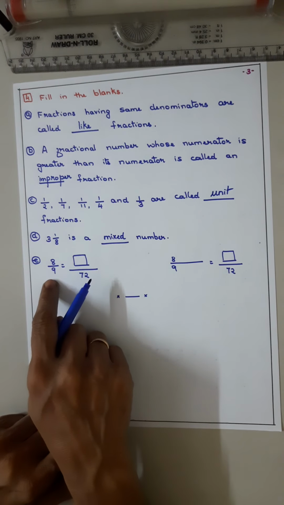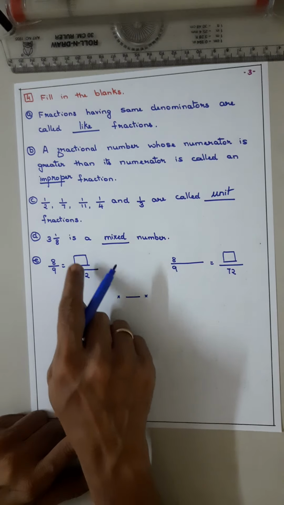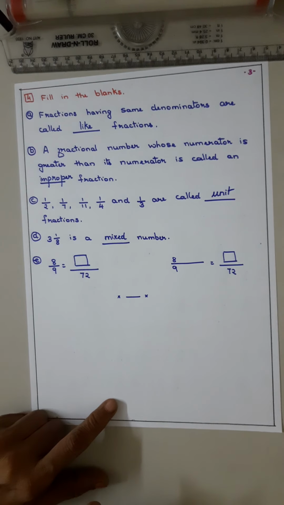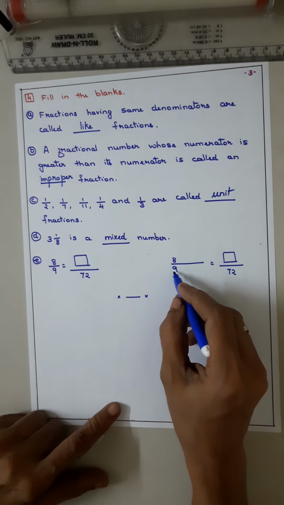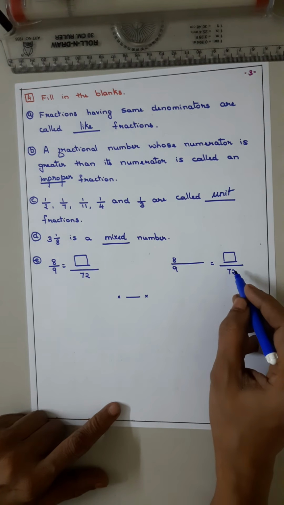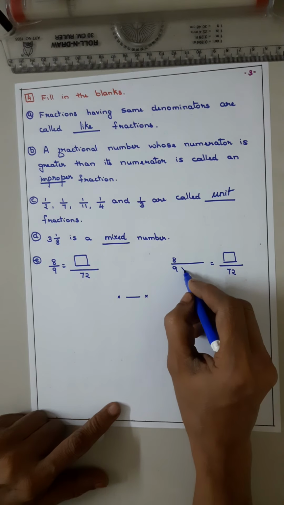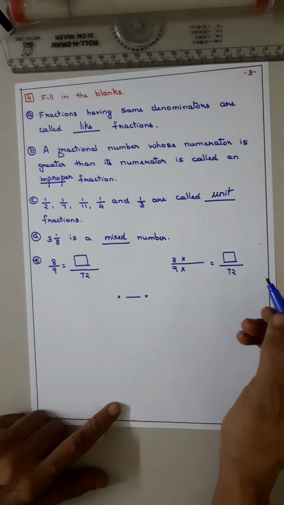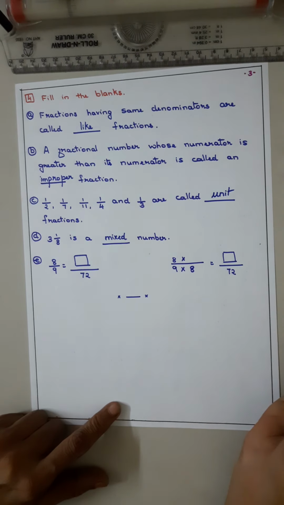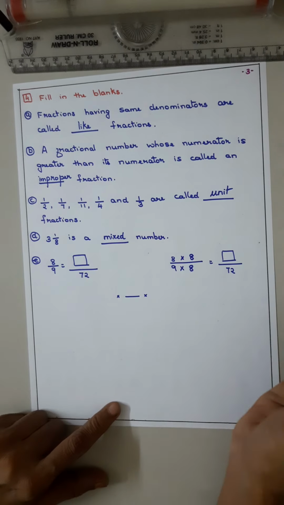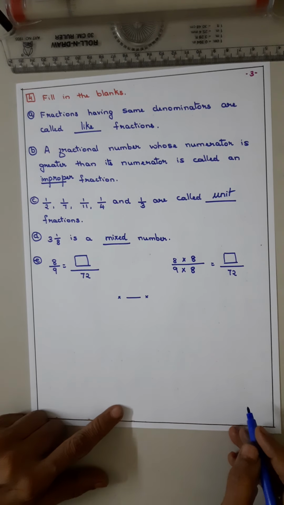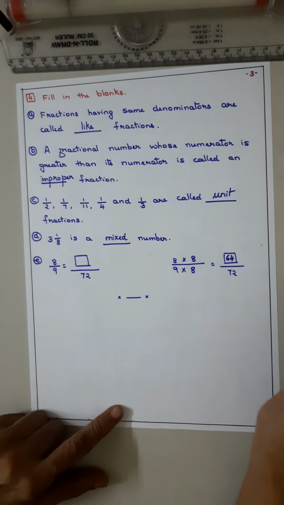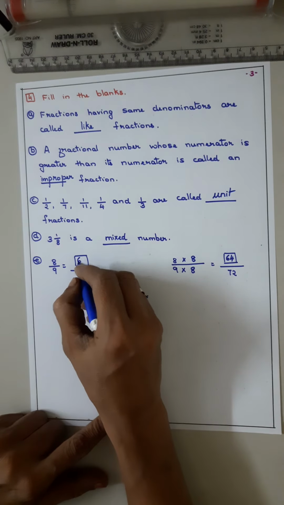Now 8 by 9 is equal to box upon 72. You don't know the numerator. So what do we have to do? So for 8 by 9, take a big line and write 72. Now write: 9 how much are 72? 9 8s are 72. Multiply the numerator by the same number. 8 8s are 64. So the answer is 64.